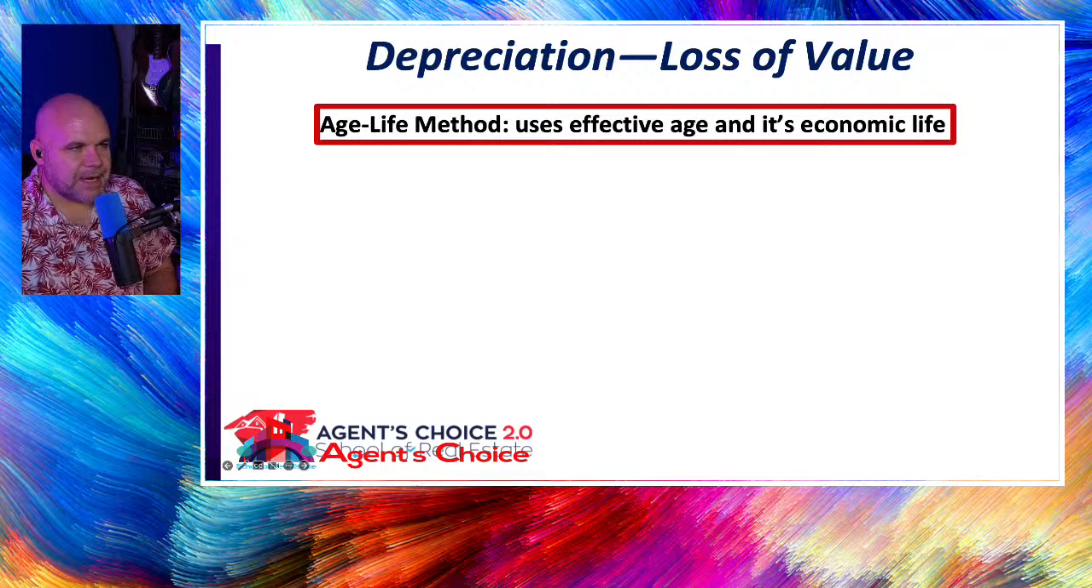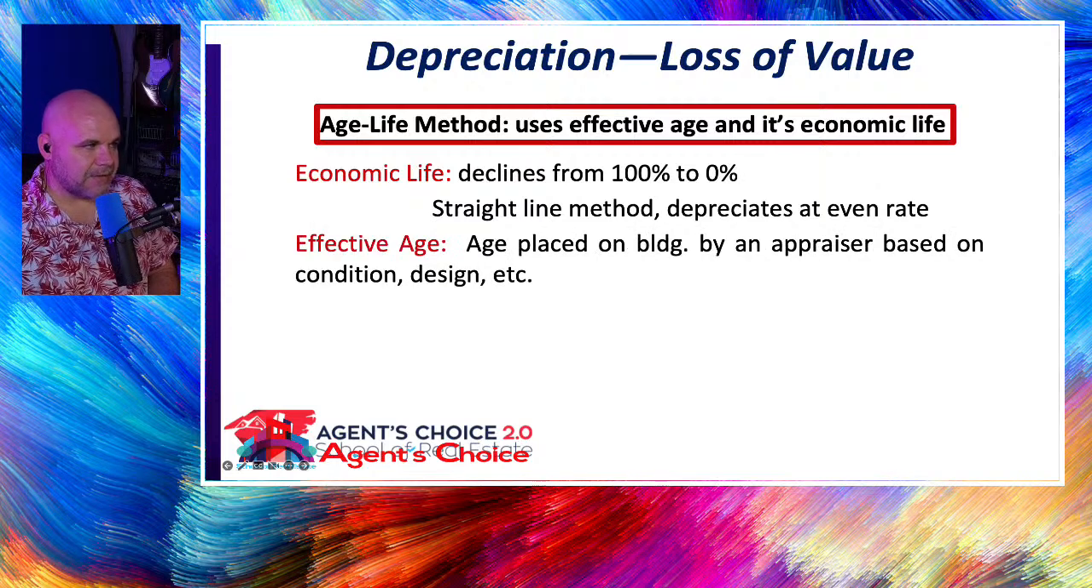There's something called the age-life method for determining depreciation. It uses effective age. Remember, effective age is different than actual chronological age because if they've done a lot of work to it, put a new roof on it, new heating and air system, it's essentially 1 or 2 years old, but it's a 50-year-old house. That's effective age. So the age-life method uses the effective age and the economic life.